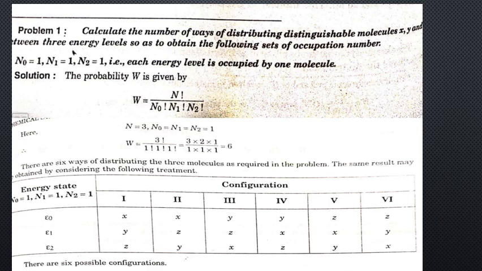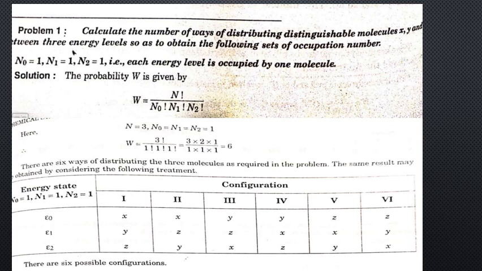Our next problem is: calculate the number of ways of distributing distinguishable molecules X, Y and Z between the three energy levels so as to obtain the following set of occupation numbers, where N0 is equal to 1, N1 is equal to 1 and N2 is equal to 1. That means each energy level is occupied by one molecule.